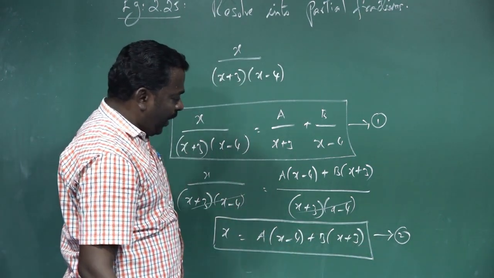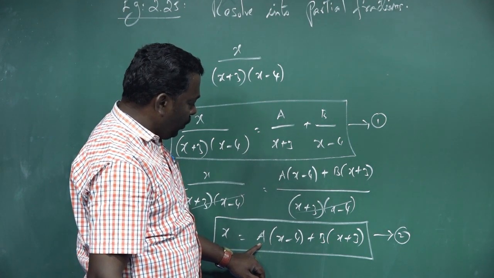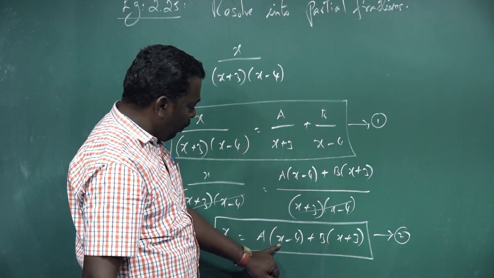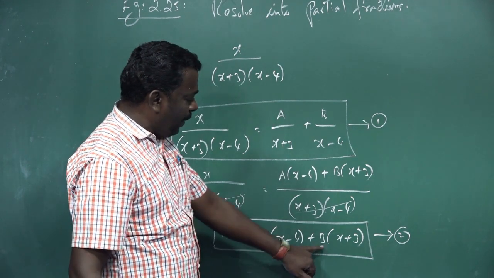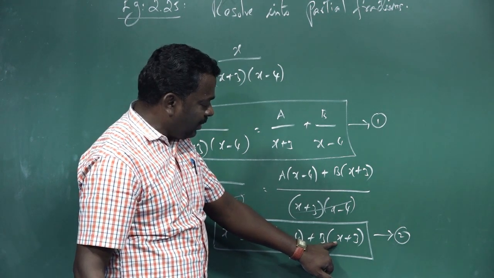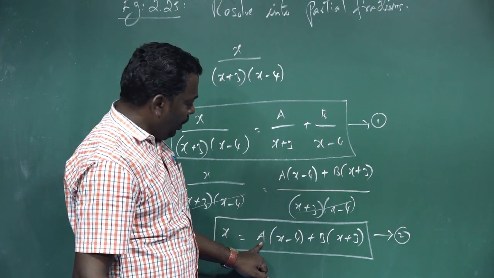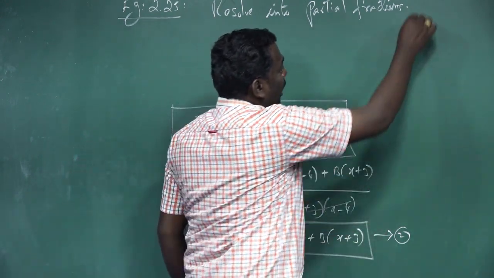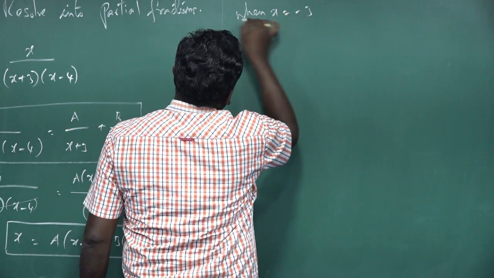So now we want to find the values of a and b. Suppose we substitute x equal to 4: then x minus 4 cancels, a will cancel, and we can find b. Suppose we substitute x equal to minus 3: then b will cancel, and it is possible to find the value of a. First we find the a value, so we substitute x equal to minus 3.